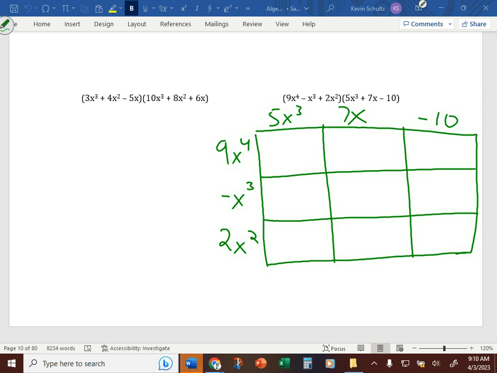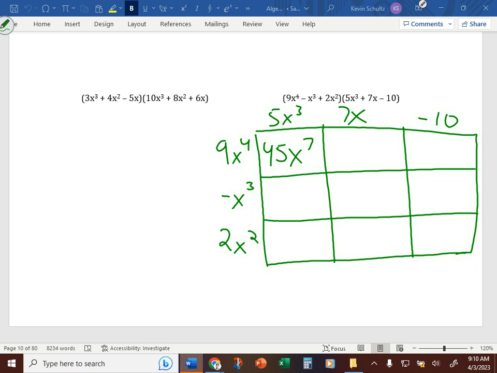Double check before you start multiplying. Make sure you've got all your signs correct. If you miss a sign, it messes a whole bunch of things up. So just double check, make sure your signs are correct, and now I can start to multiply. What goes in the top left section here? 9x to the 4th times 5x cubed. 45x to the 7th.